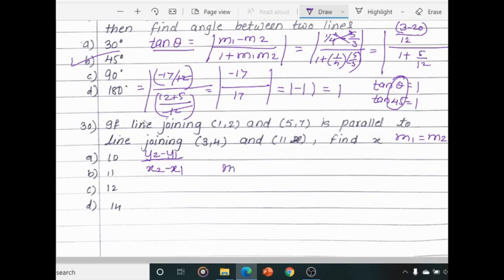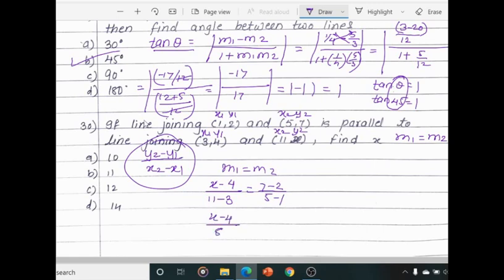So use this formula and find out the two slopes. For first line this is x1 y1, this is x2 y2. For second line this is x1 y1 and this is x2 y2. Put the values in this formula and solve. So we get (x minus 4) upon (11 minus 3) is equals to (7 minus 2) upon (5 minus 1). X minus 4 upon 8 is equals to 5 by 4.